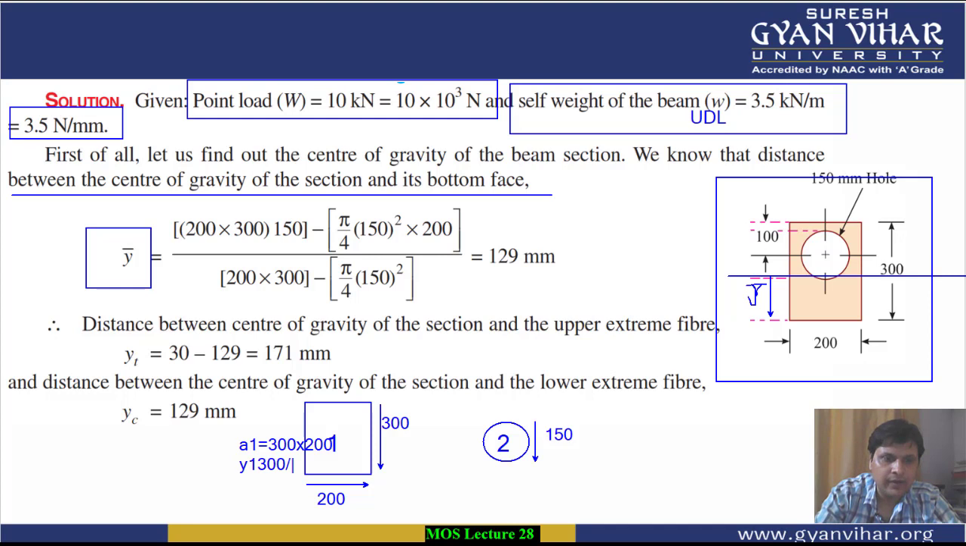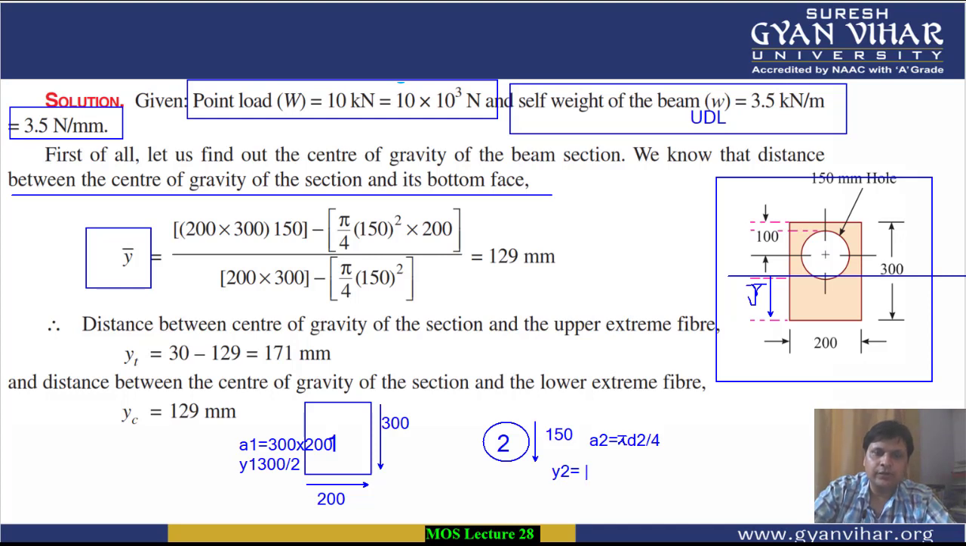It will be equal to 300 divided by 2. But this will not be the case for this circle. For this circle, how will you calculate its value y? A1 is very simple. A2 is very simple. A2 is equal to pi d square by 4. Alright, pi d square by 4. This is the area. For d you will use this 150. But y2, how will you calculate y2?